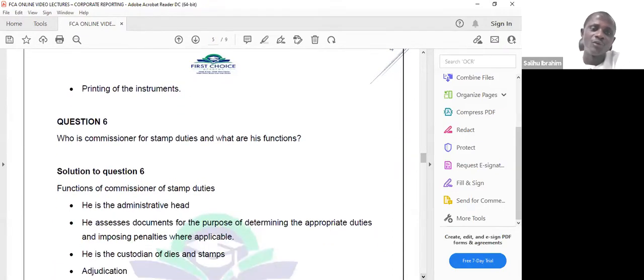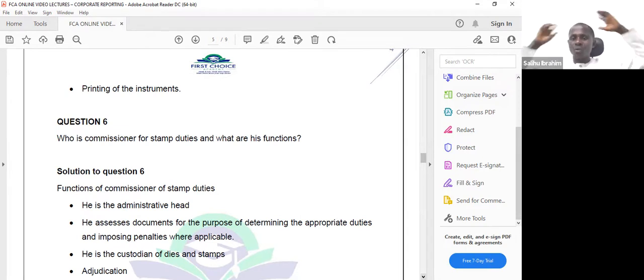Question number 7. Who is the commissioner for stamp duties and what are his functions? Like I said earlier, the commissioner of stamp duty is the administrative head of the stamp duty division. So he oversees the day-to-day affairs of the stamp duty division. Okay, so he assesses documents for the purpose of determining the appropriate amount of duty to be paid. That's one of his functions. When we want to stamp an instrument, the first thing you do is present it to the commissioner of stamp duty.